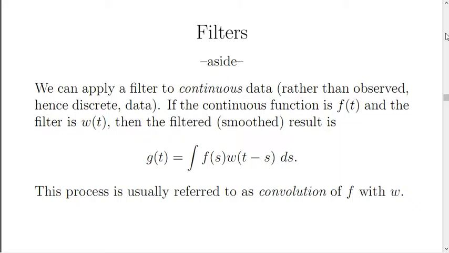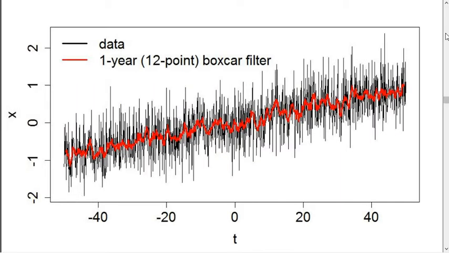Well, when we apply a 12-point boxcar filter to our data, that's a 1-year boxcar filter or moving average, we get the red line shown in this graph. We can see that it still wiggles around quite a bit because, let's face it, there's noise going into the filter, so there's going to be noise coming out. But the signal is unchanged. The noise, however, is reduced.